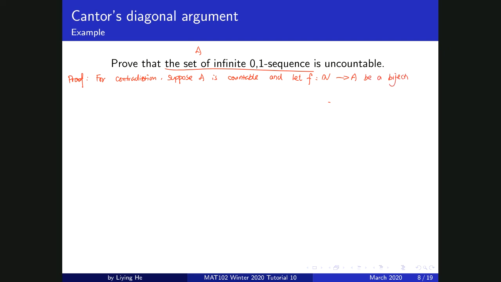This is my assumption because I suppose that it is countable. If it's countable and has the same cardinality as the natural numbers, then there exists a bijection between the set A and the natural numbers. So that's what I'm using right now. Any questions so far?